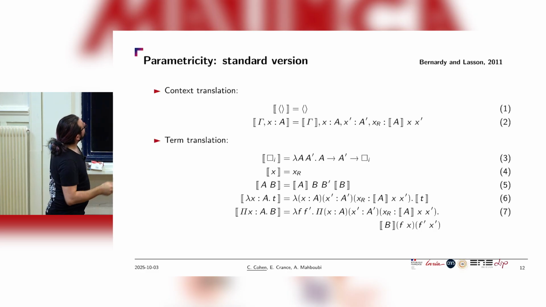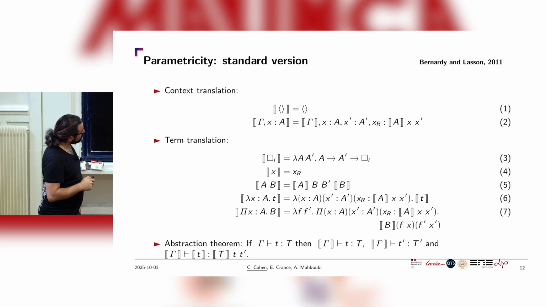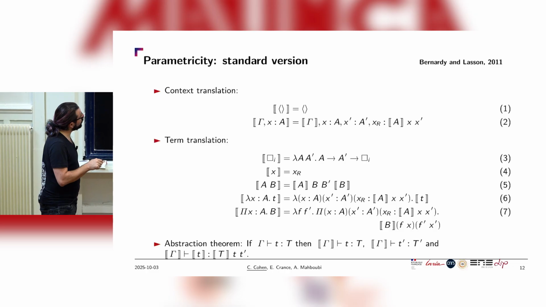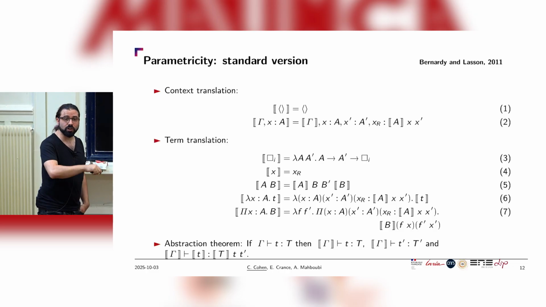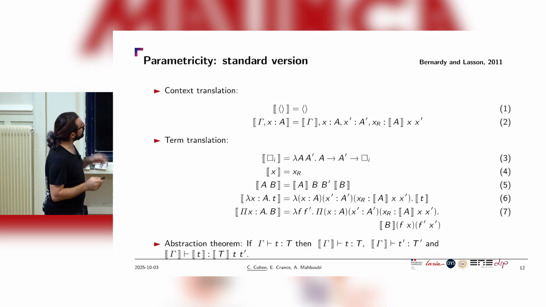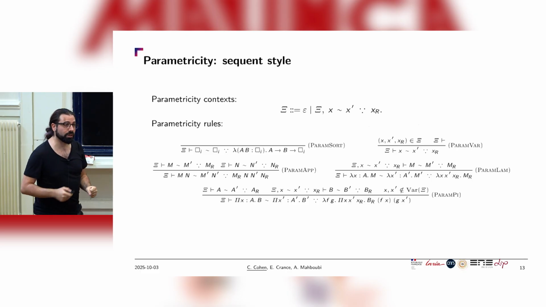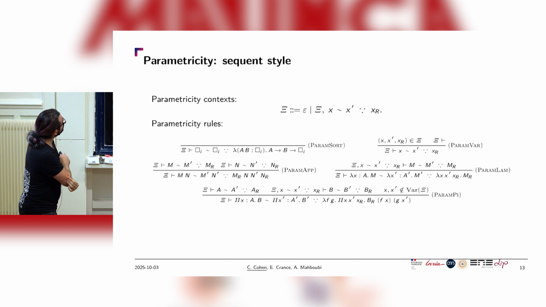How does that help us? Well, there is an abstraction theorem that tells us that whichever term you take, forget about the context, the translation of a term is a proof that the relation arising from its type relates the term with its potential translation. Okay. We can rephrase this into a slightly different shape that I will try to explain briefly.